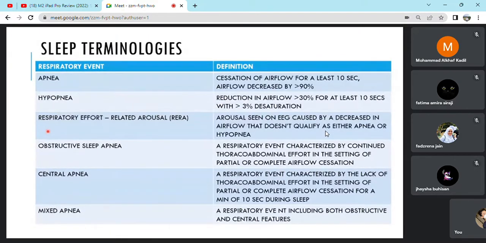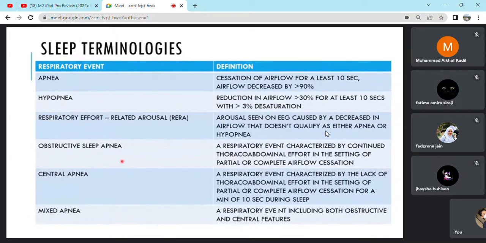The next one is your RERA, or your respiratory effort related arousal. Okay, so what is RERA on the other hand? It's actually arousal seen on EEG, which is commonly caused by a decrease in your airflow, okay, that doesn't qualify either as an apnea or hypopnea. So hindi mo siya ma-identify whether it's apnea or a hypopnea. However, there is a decrease in your airflow. Okay? So that is what you call as your RERA.